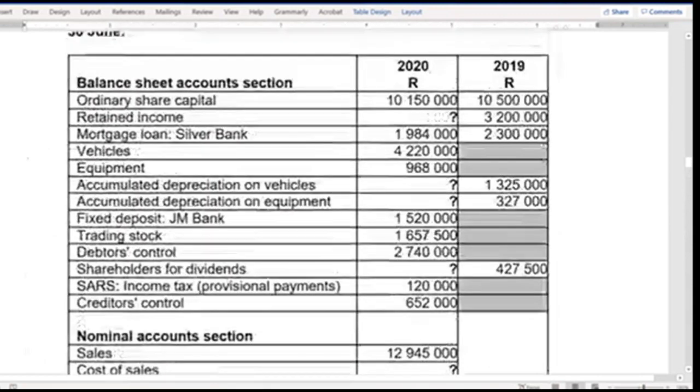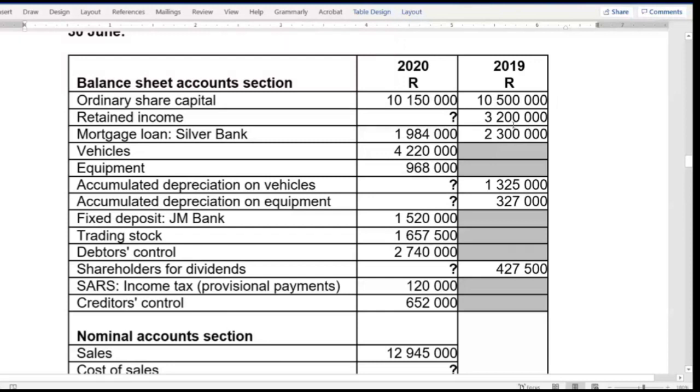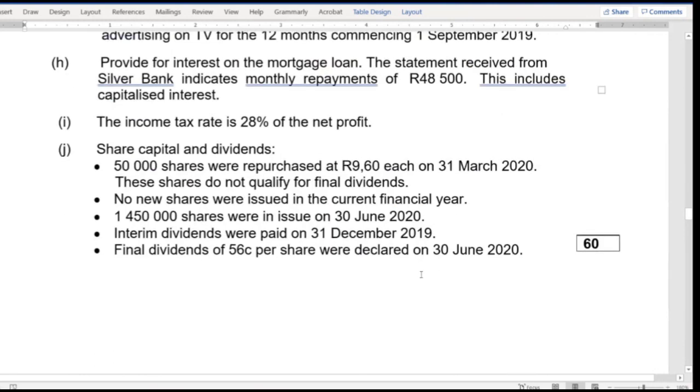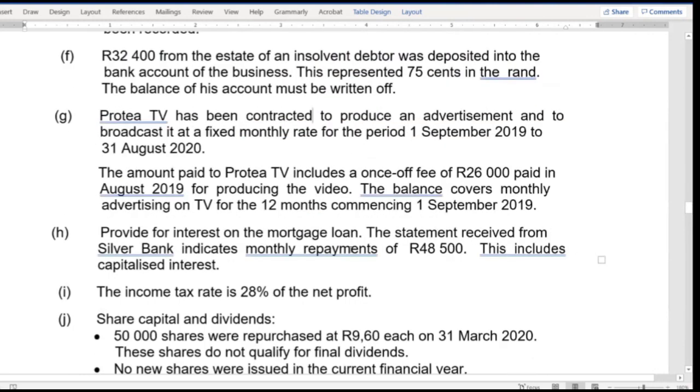There I have the loan, opening balance, that was last year, and closing balance, that was this year. So that's my opening balance. That's my closing balance. That's where I got my information from. And I got my repayments there. I times it by 12 because they say it's monthly payments, which includes the interest.